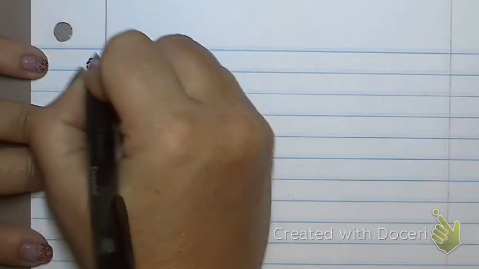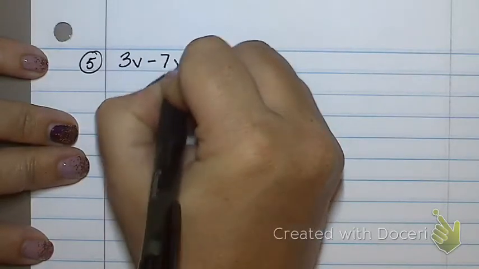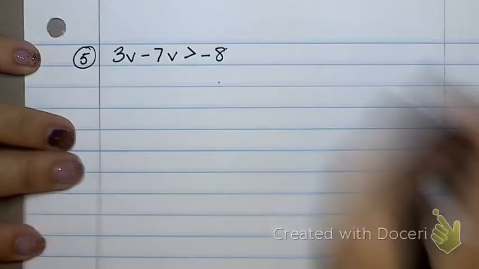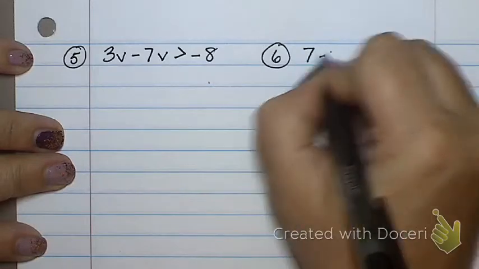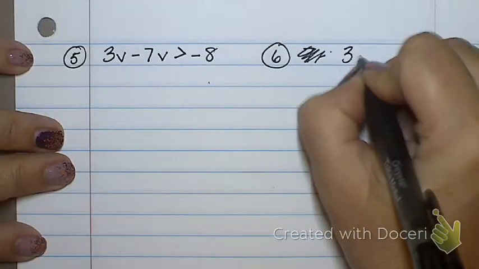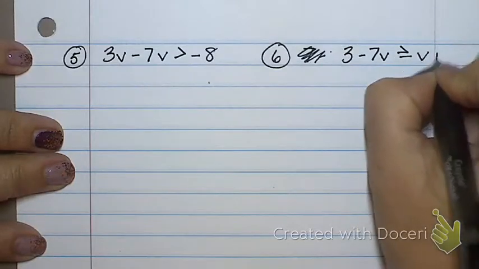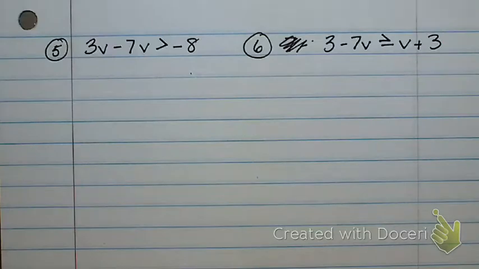Okay, you try these last 2. Number 5. And then number 6, I'm going to write right here. 3 minus 7v is greater than or equal to v plus 3. So solve and graph both of those 2, please.